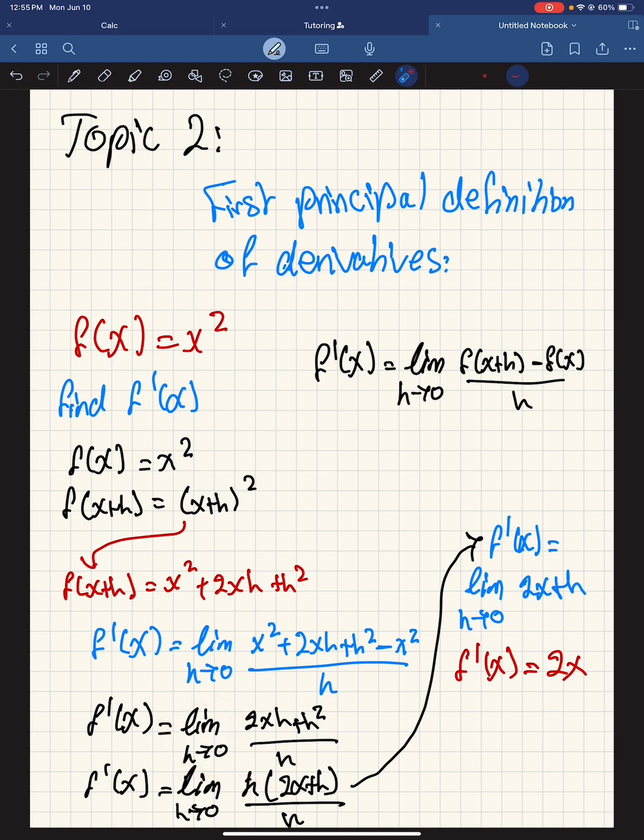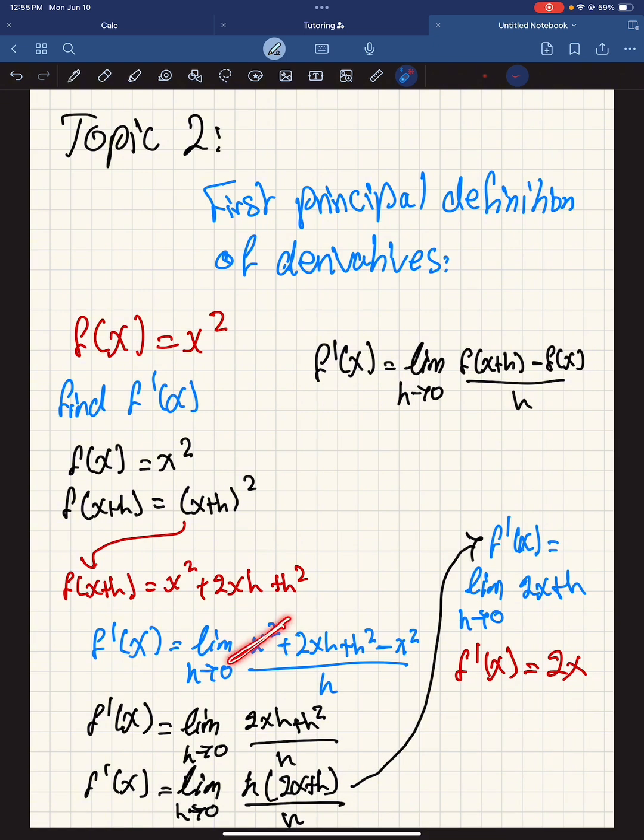while you still have your limit. And now you can't evaluate your limit at this particular instant, because if you evaluate your limit, that means you would have to plug in 0, and you'd have to divide by 0, and that would give you a mathematical error. So you have to find a way to get rid of the h's first.